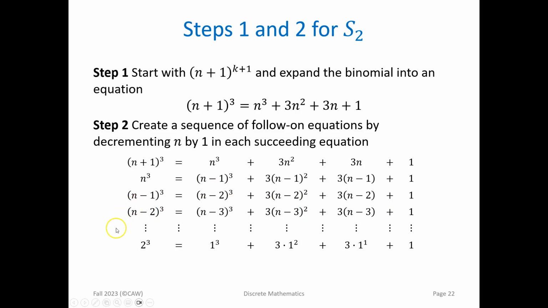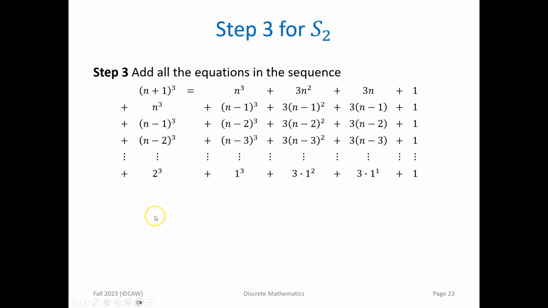We have our line of ellipsis that says we need to fill in all the way to the bottom where we have 2 cubed in the leftmost column. And in the rightmost column, we'll be at 1 cubed plus 3 times 1 squared plus 3 times 1 to the first plus 1.